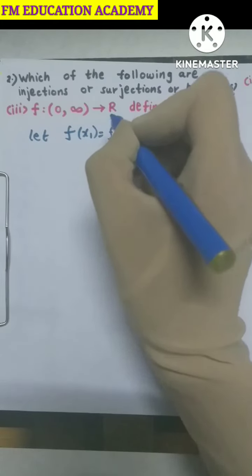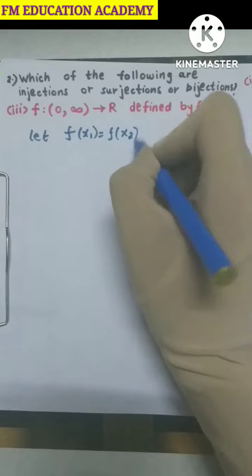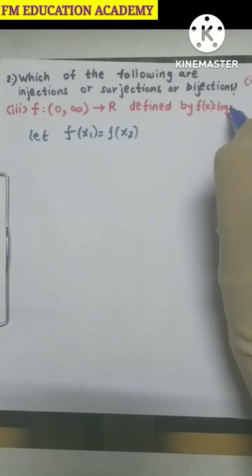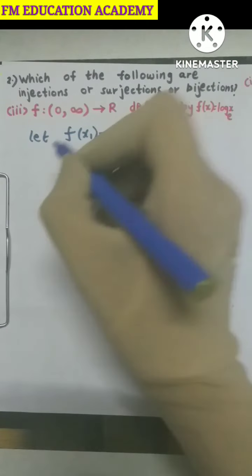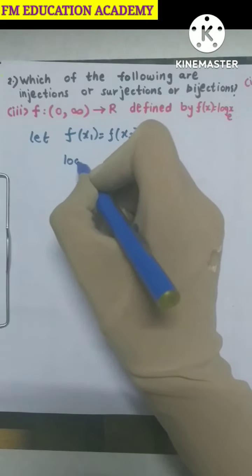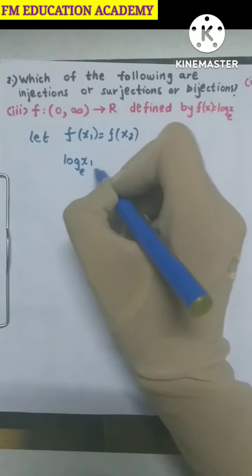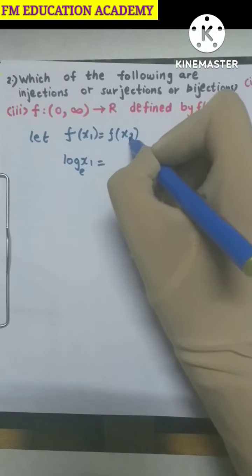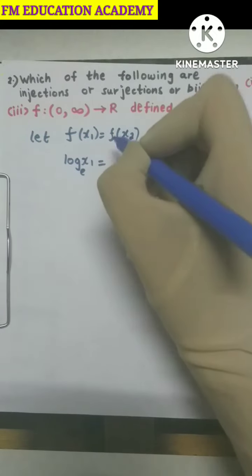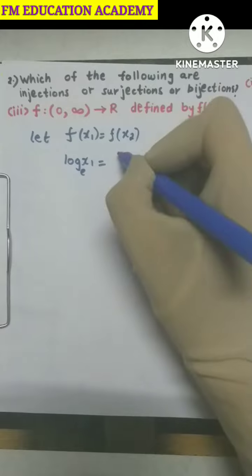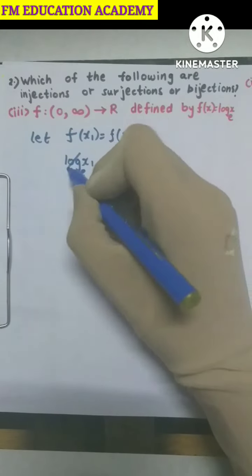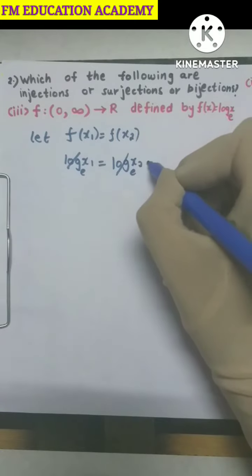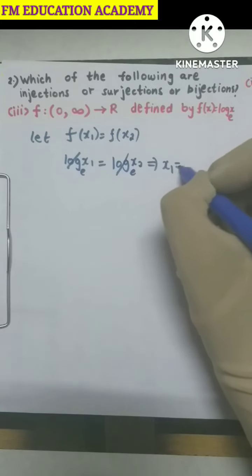If we say that f of x1 is equal to f of x2, what is f of x here? Log x to the base e. So f of x1 means in place of this x write x1. So log x1 to the base e is equal to f of x2, which means in place of this x write x2, log x2 to the base e. Now log will get cancelled on both sides, so we have x1 is equal to x2.